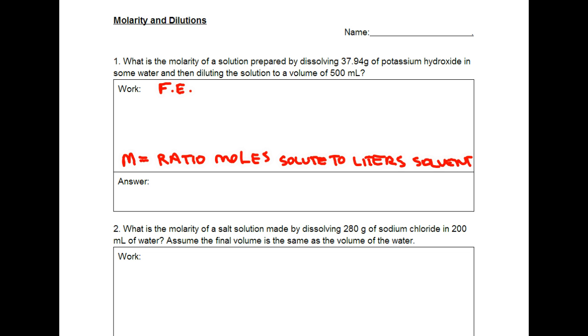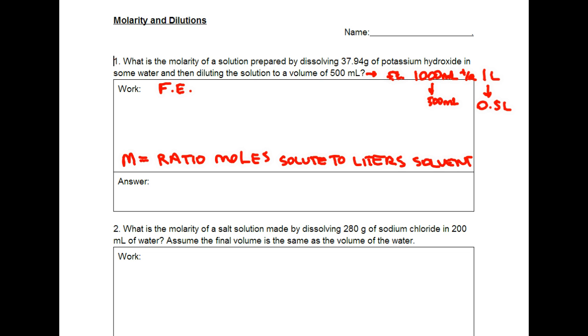Once we have the moles of KOH, which is 0.68 moles, we're trying to figure out the molarity. The molarity is equal to the ratio of moles of solute to the liters of solution. So when we look at the volume, we have 500 milliliters. Now we have to use a different for every statement with that to figure out how many liters that is. So for every 1,000 milliliters, there is 1 liter. We, however, have 500 milliliters, so we should have 0.5 liters.